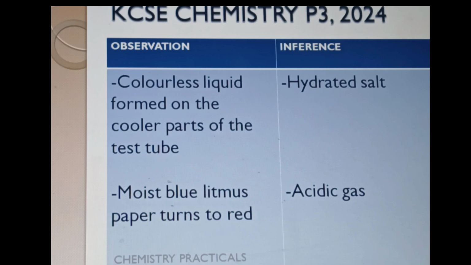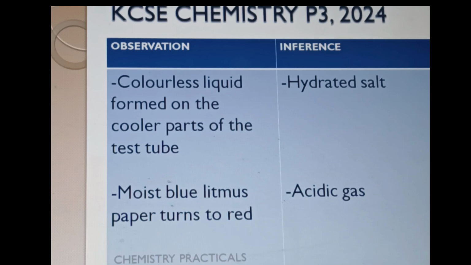Another observation which was made is that moist litmus paper turns red, so that is an acidic gas. Another observation which was made is that a white residue was also formed. And another observation is a pungent or irritating smell.